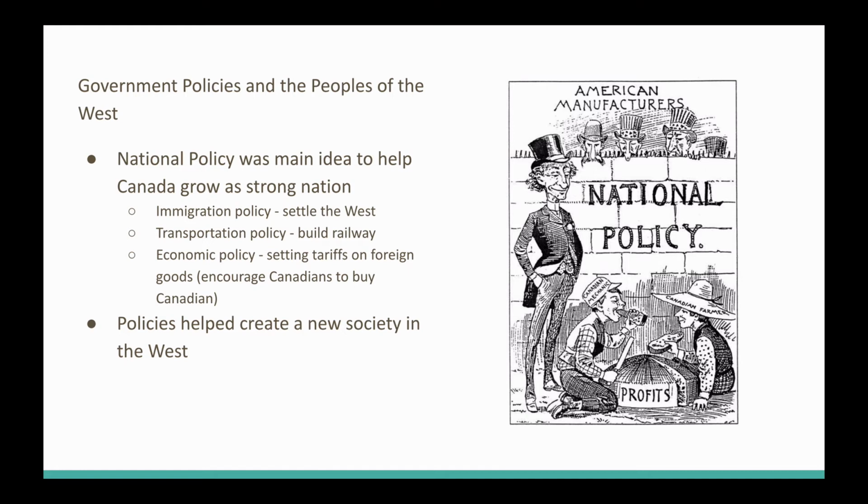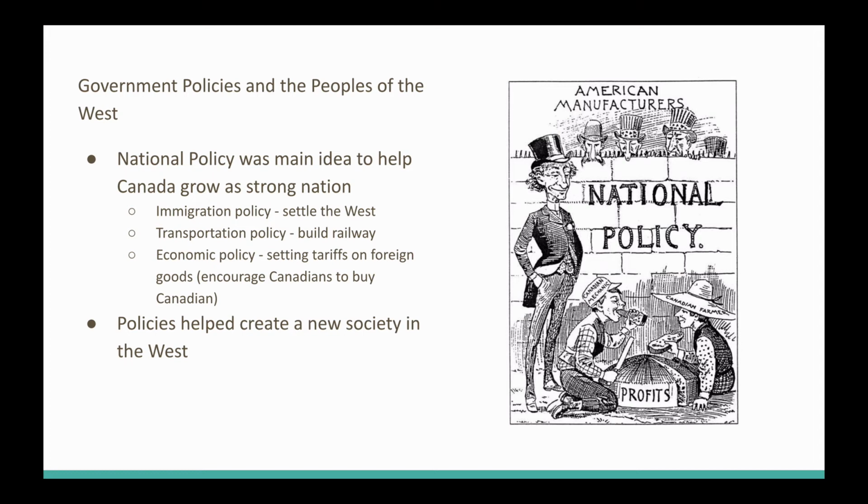Then we need to protect our Canadian manufacturers. We need to encourage Canadians to buy Canadian-made goods, so we are going to set tariffs on foreign goods. That should encourage Canadians to buy Canadian goods. That is the economic policy, the 3rd prong of the national policy. All 3 of those taken together: immigration, transportation, economics, that will grow and make Canada a strong nation. And those policies helped create a new society here in the West.